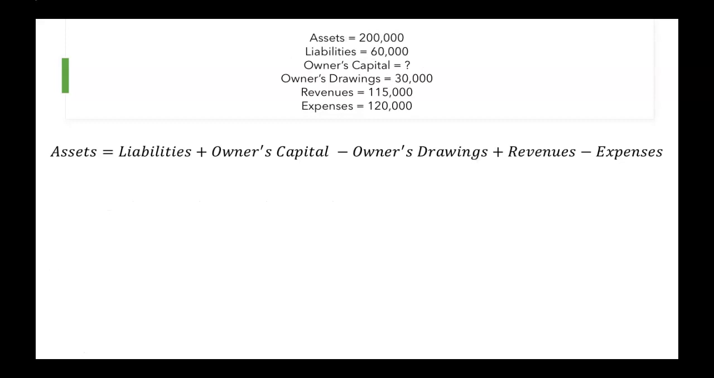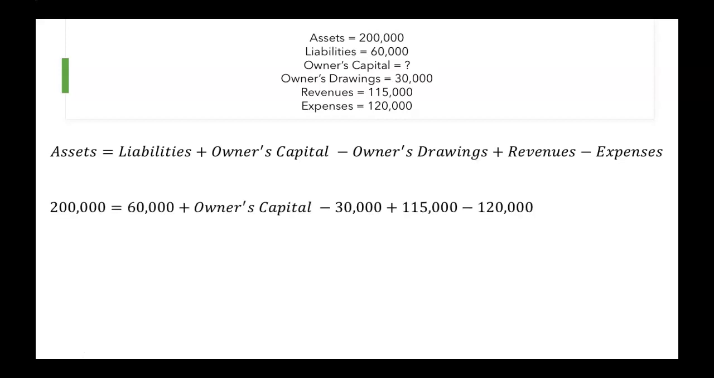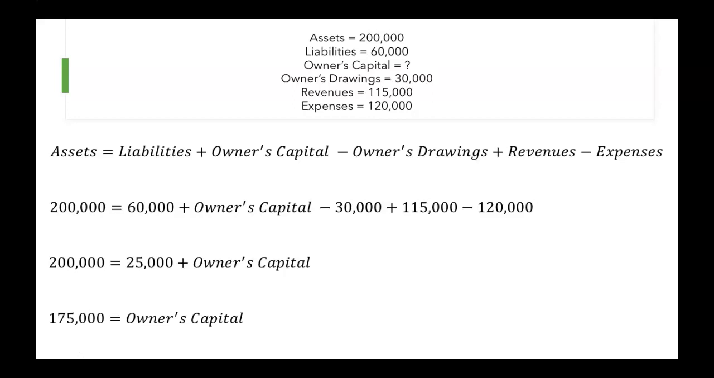Now, let's try it for finding our owner's capital. So we have some different numbers here this time around, but we plug in what we know. So here we are solving for our owner's capital. So if we simplify down the right side of the equal sign, we get 25,000 plus owner's capital is going to equal this 200,000 that is our assets. So then we solve for owner's capital, and we can find that our owner's capital amount would be $175,000.